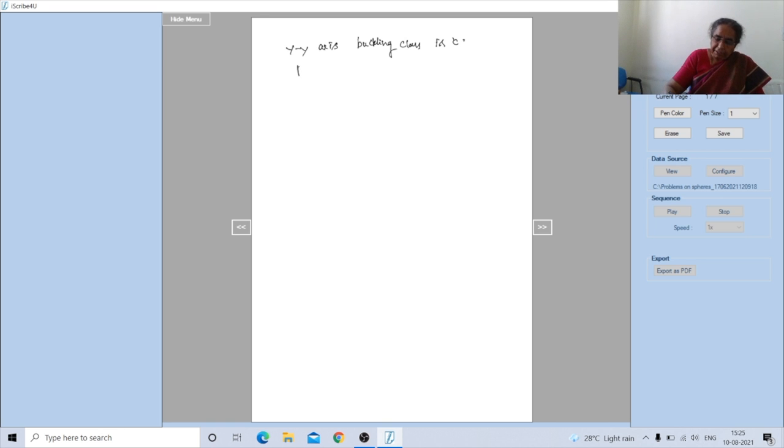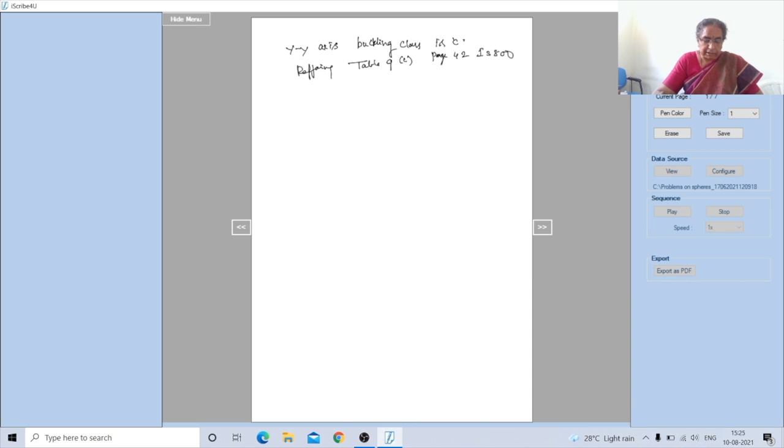Now, referring to table 9C, page number 42 of IS 800, there you will get buckling class C, and calculate the KL by RYY. So get the RYY value from SP6, that is 54.1 millimeter. It is 5.4 centimeter; if you convert into millimeter, it is 54.1. Now it is 3000 divided by 54.1. It is 55.45.